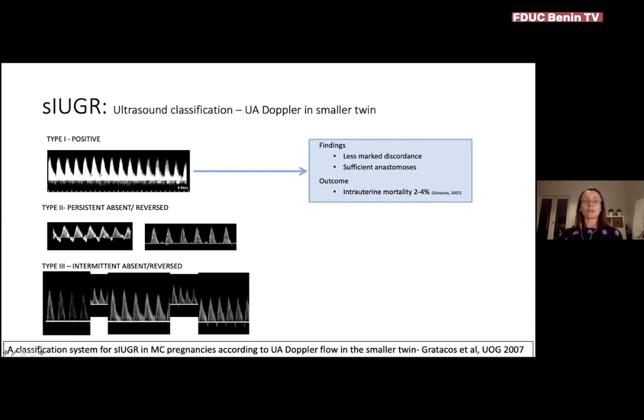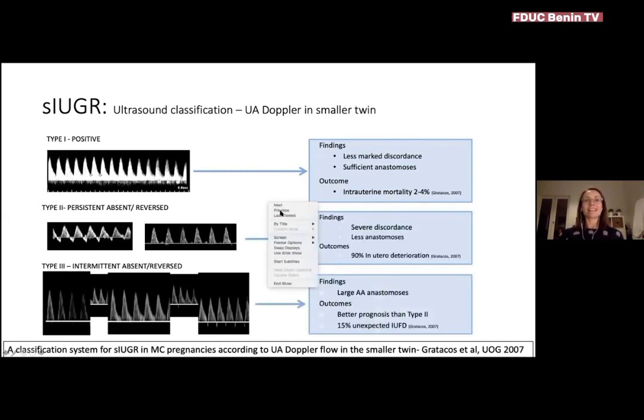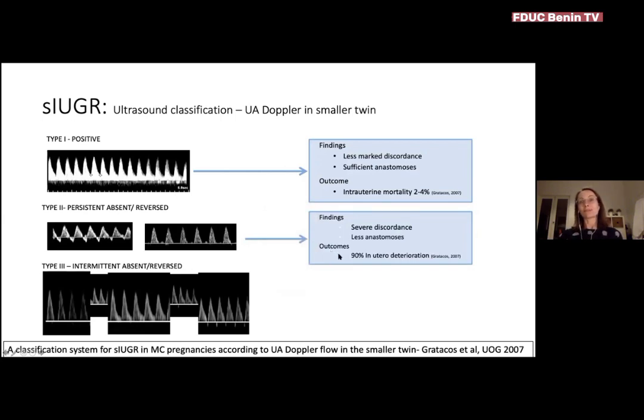So in type 1, which has positive end diastolic flow, we see a less marked discordance between the weight of the twins, and that's because there's sufficient anastomoses that the smaller twin is getting some blood supply from the larger twin. And the outcome for these pregnancies is usually very good, with a fairly low rate of intrauterine mortality, even if we don't intervene.